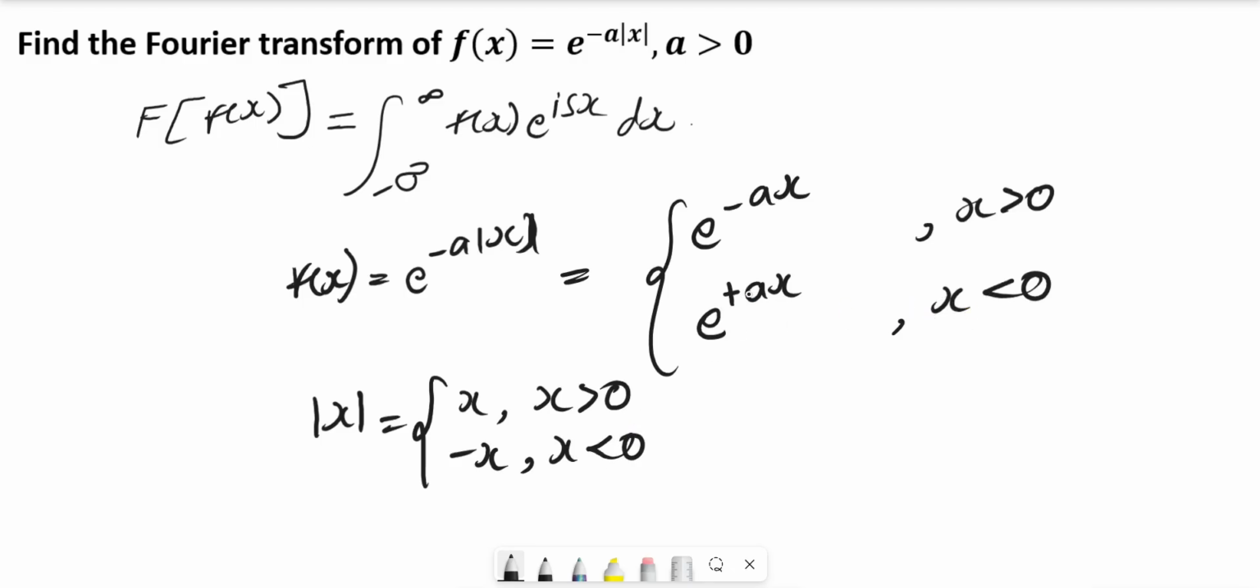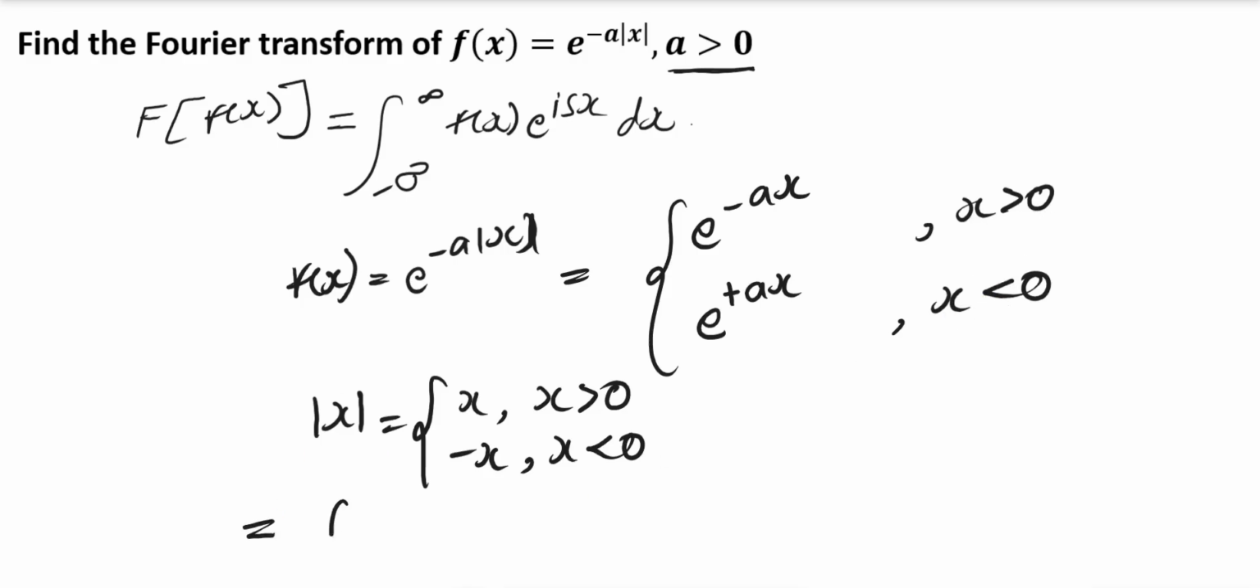So x less than 0 के लिए ये हो जाएगा minus x, and minus minus plus, so e raised to the power plus ax, and it is e raised to the power minus ax, and a is always greater than 0, so इससे कोई difference नहीं आएगा. So finally f(x) is this in two intervals. So इसको solve करने के लिए हमें integration को दो parts में divide करना होगा, when x is greater than 0 and when x is less than 0.